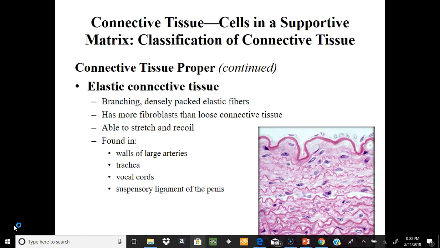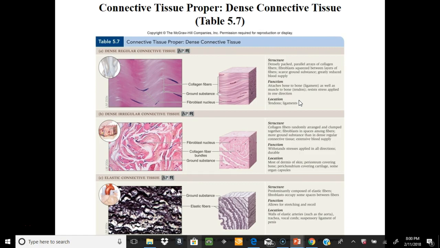So elastic connective tissue functions in stretch and recoil. And so we have a lot of the elastic fibers in elastic connective tissue. We find elastic connective tissue in areas where we have a lot of stretch and recoil. So our lungs, our trachea, arteries, and vocal cords have elastic connective tissue associated with them. So these are the second three connective tissues other than the mesenchyme. That's what I want to say.